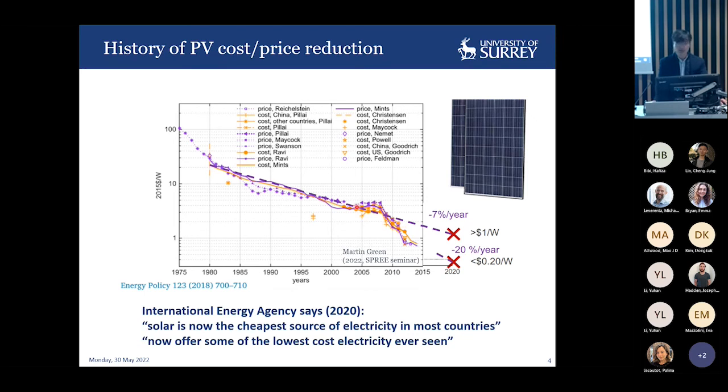And recently, the International Renewable Energy Agency says that PV is now the cheapest source of electricity in most countries, and obviously now offers some of the lowest cost electricity ever seen. So we are seeing huge changes in terms of electricity costs in PV, including other renewable energies as well.